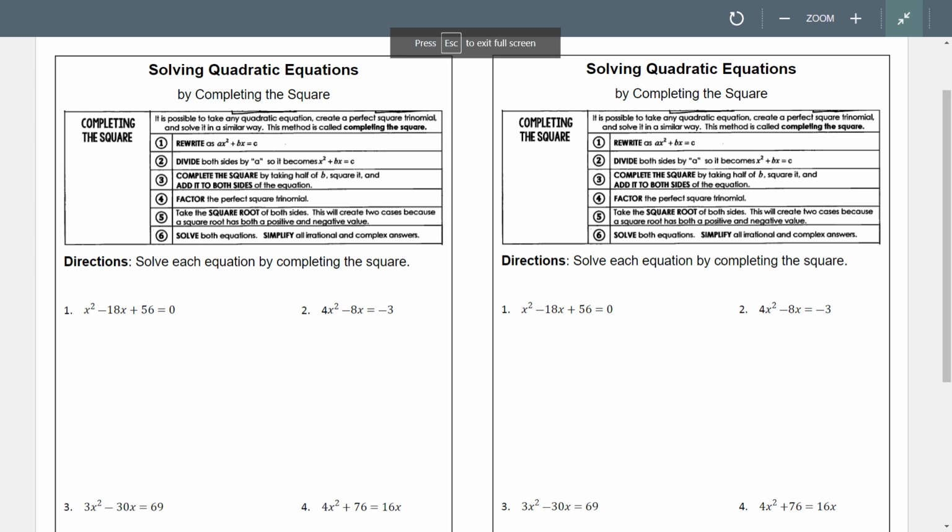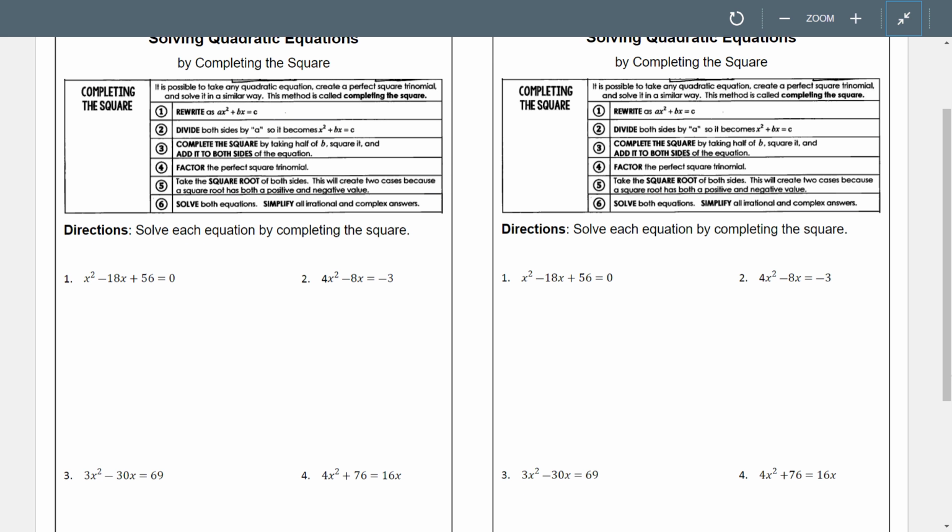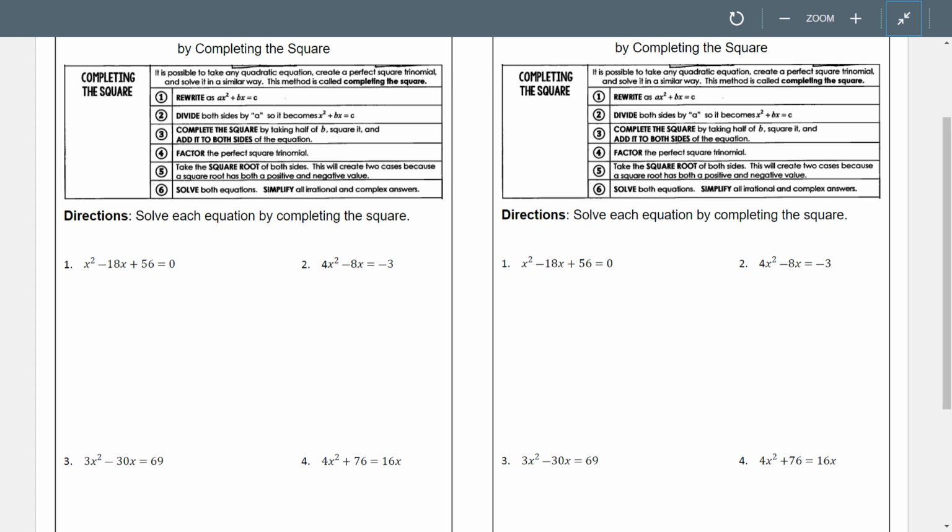Alright, today we are doing solving quadratic equations by completing the square. And as always, we just follow these steps. Completing the square says it is possible to take any quadratic equation, create a perfect square trinomial, and solve it in a similar way. This method is called completing the square.